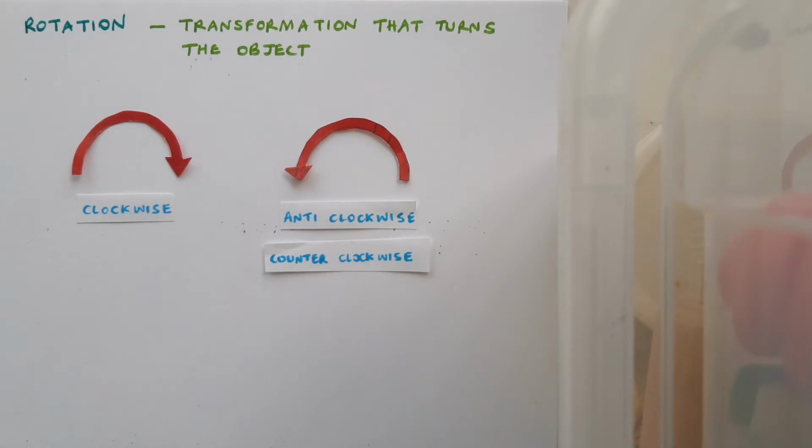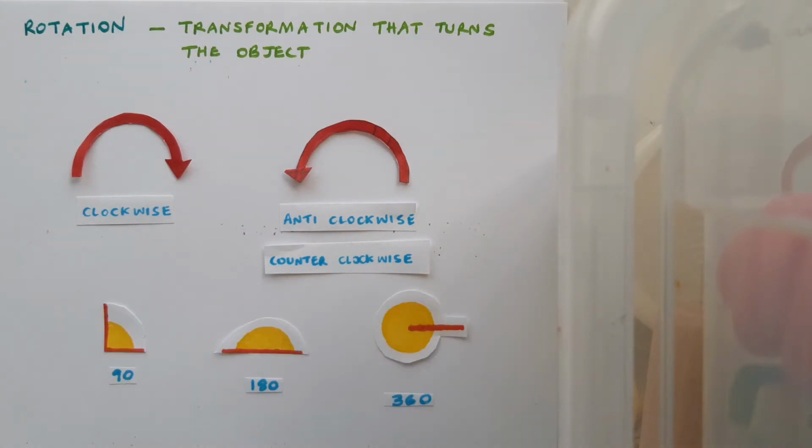As well as referring to the direction in which rotation takes place, we also encounter descriptions of the angles of rotation. And the angles that we most commonly encounter are a 90-degree rotation, which is a quarter turn, a 180-degree rotation, or a half a turn, and 360-degree rotation, or a full turn.